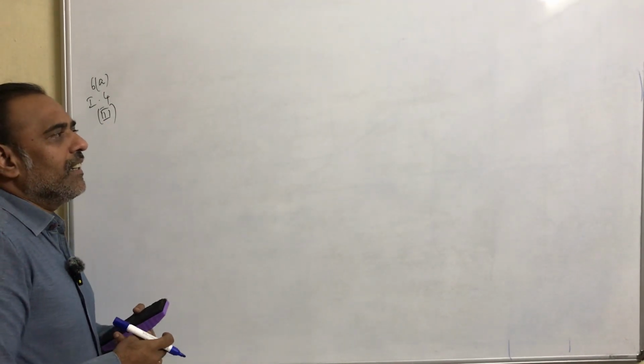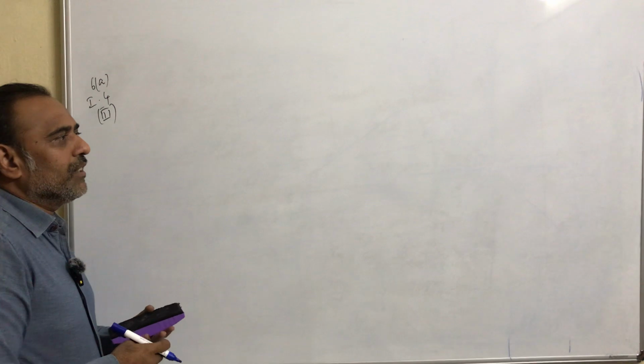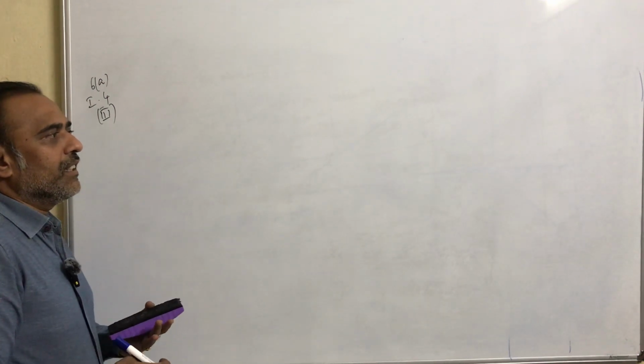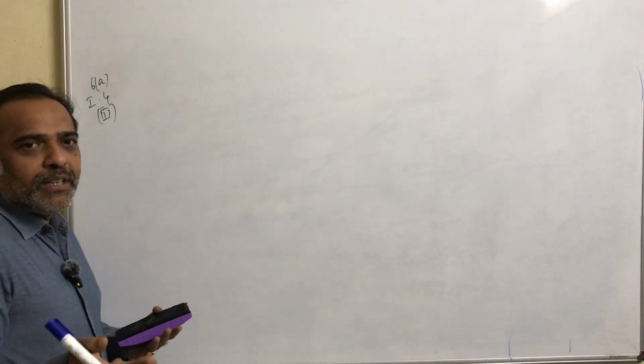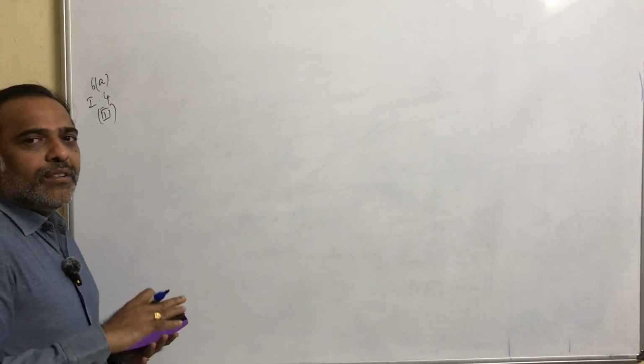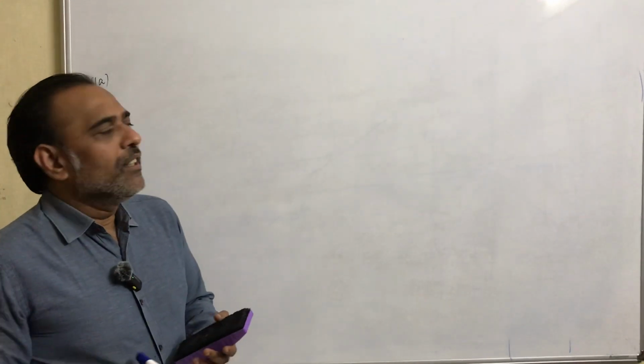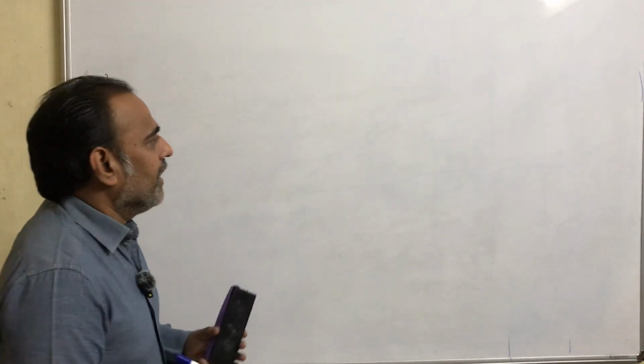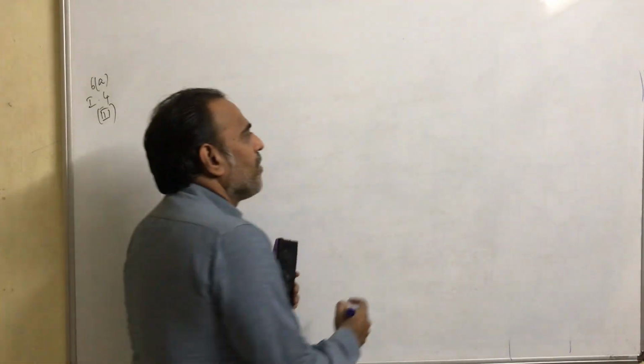In which quadrant the trigonometric ratios are positive, and in which quadrant the trigonometric ratios are negative, why it is positive and why it is negative. We already discussed all these things. Today we will continue our discussion further. Okay, that is our agenda.